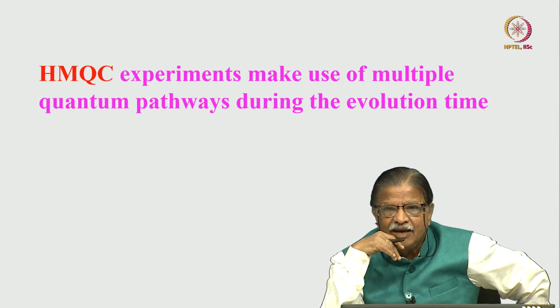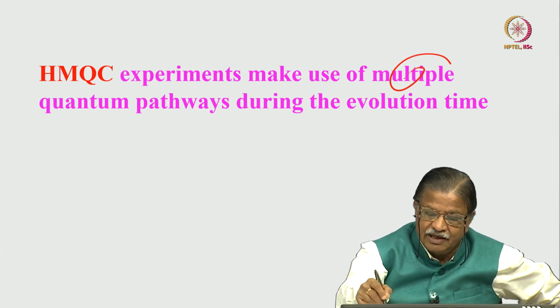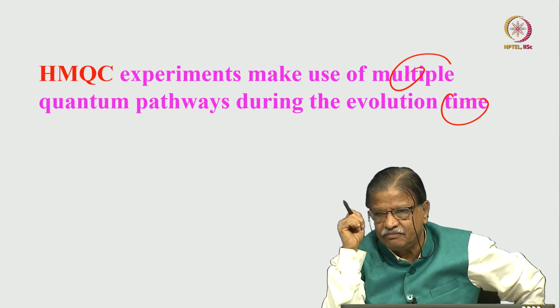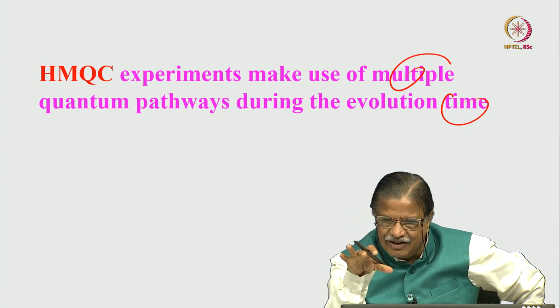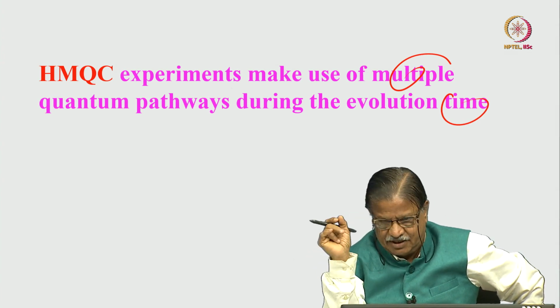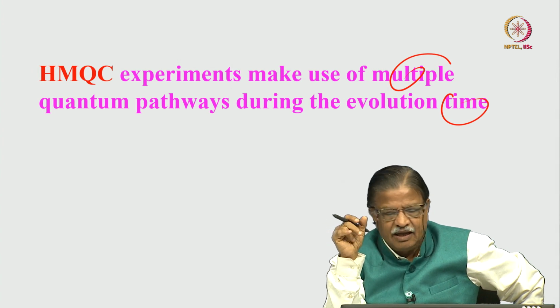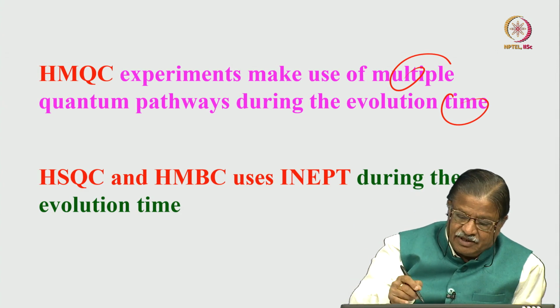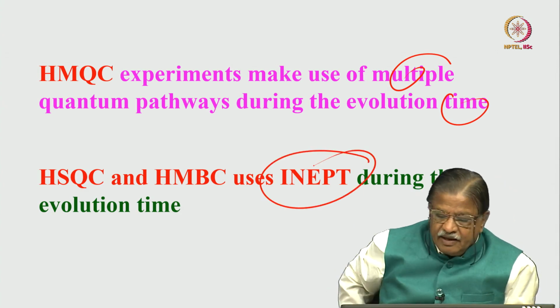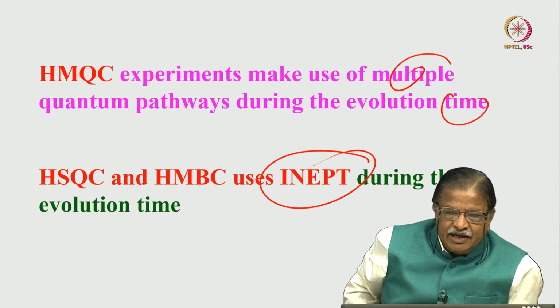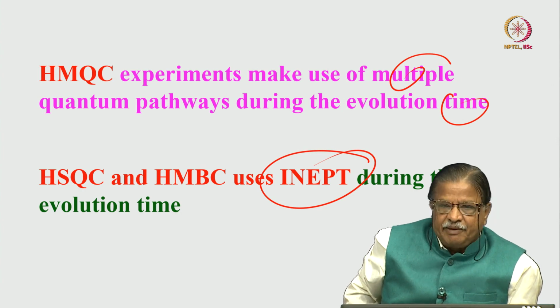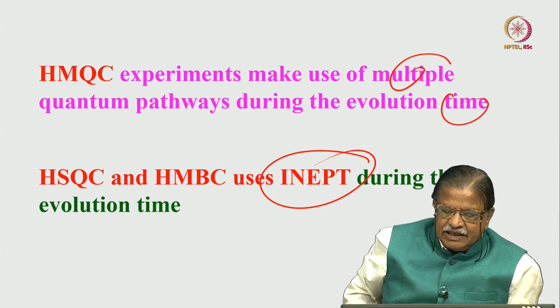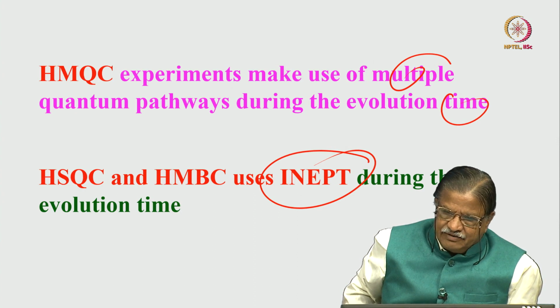HMQC makes use of multiple quantum pathway during evolution. That is the only difference. HMQC is slightly different from HSQC and HMBC. The only thing is, in the case of HSQC and HMBC, we use INEPT for polarization transfer. During evolution time, we use INEPT. So that is the advantage. We will gain here. Polarization transfer is there.